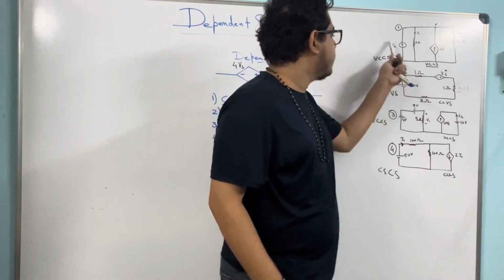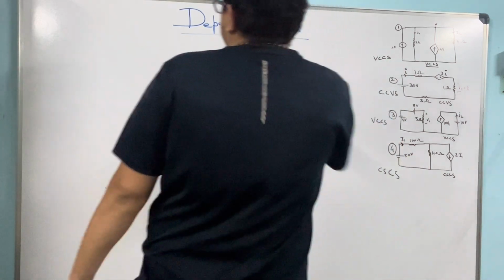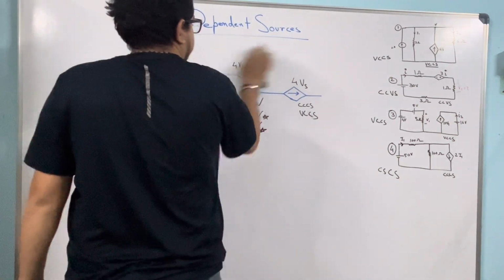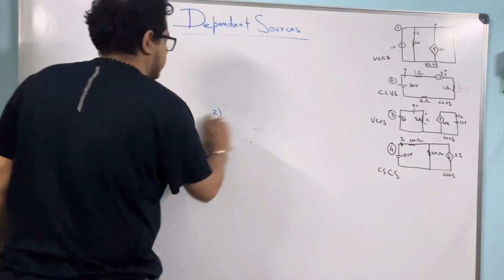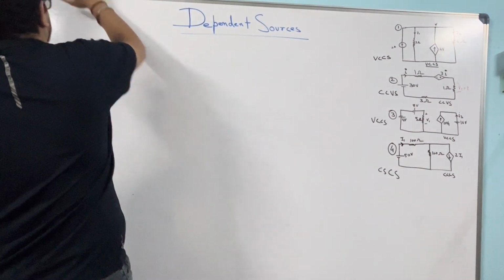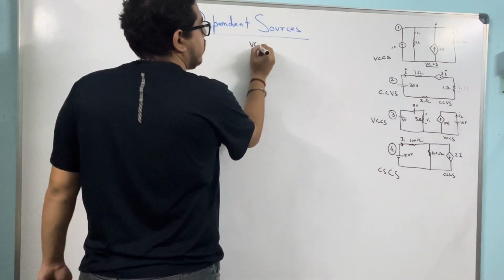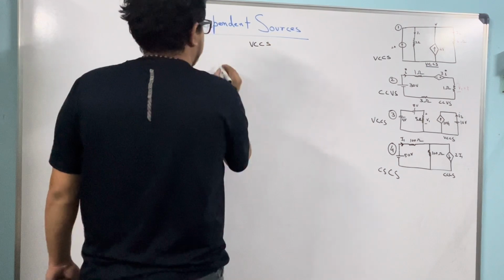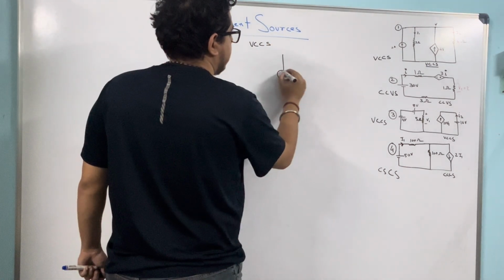So now we will solve these 4 problems to know this better. So the first question is of a voltage controlled current source. Okay, so let's draw the diagram over here.